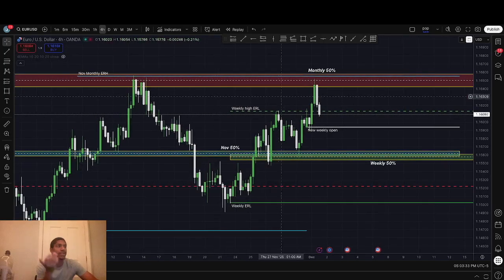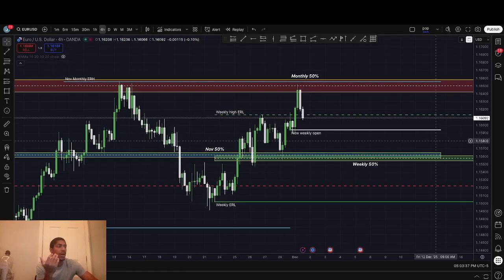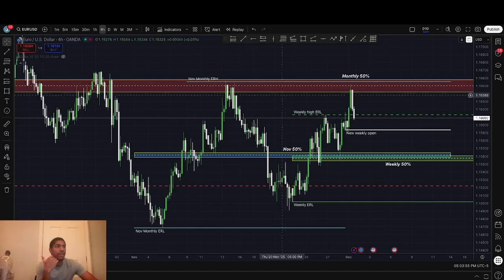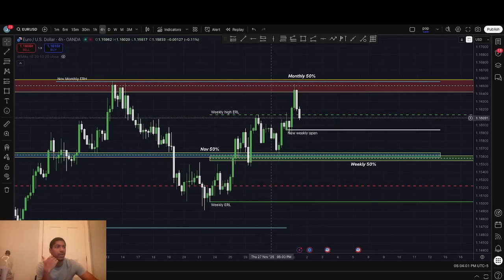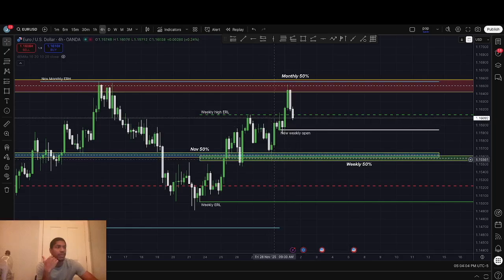So now our next liquidity we're going to be seeking is the 50% of our weekly range. So last week we had our weekly range, right? We pushed out of it. We broke the external range liquidity. We failed to break higher. We tapped into internal range liquidity on the 50%. We're rejecting off of it and we're rejecting back under the weekly. So we can start trading back towards these lows here.